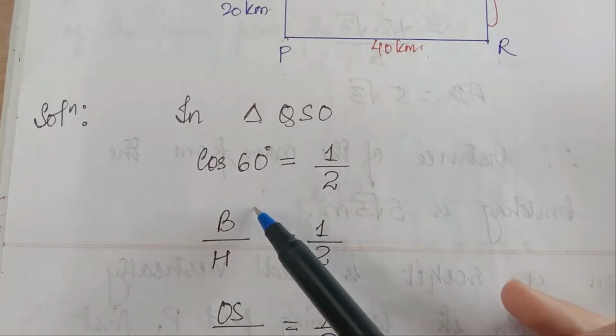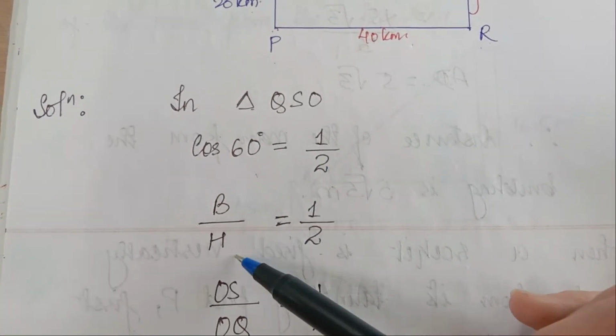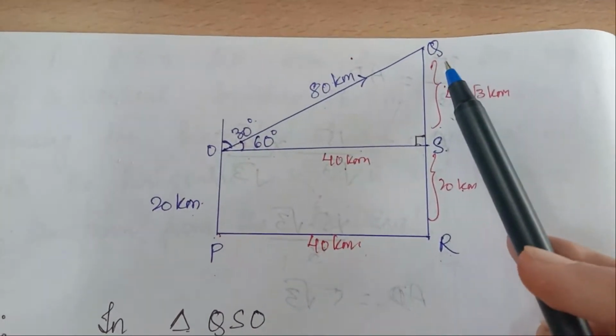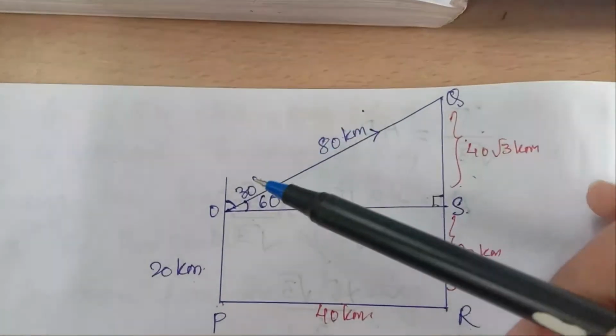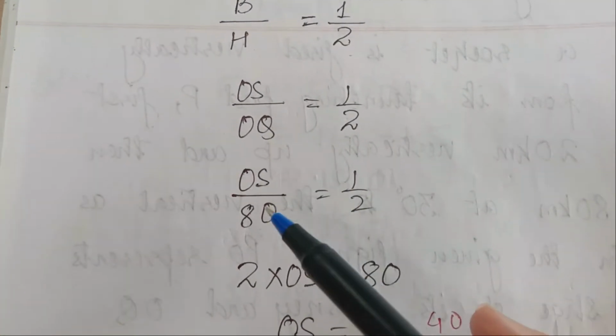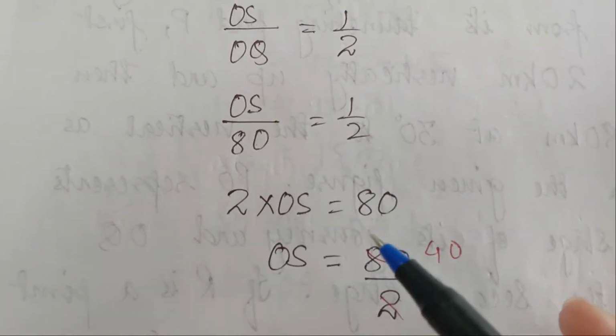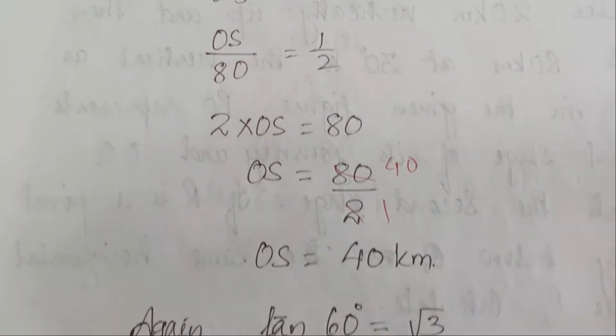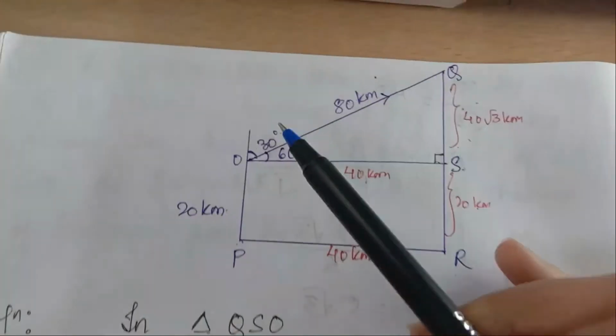So cos 60 degree, cos 60 is half, that is base over hypotenuse, where the base is OS and the hypotenuse is OQ. Now put the value. OQ is given as 80. Do cross multiplication, then 80 divided by 2 is 40. OS is 40 kilometer. We got this is 40 kilometer.